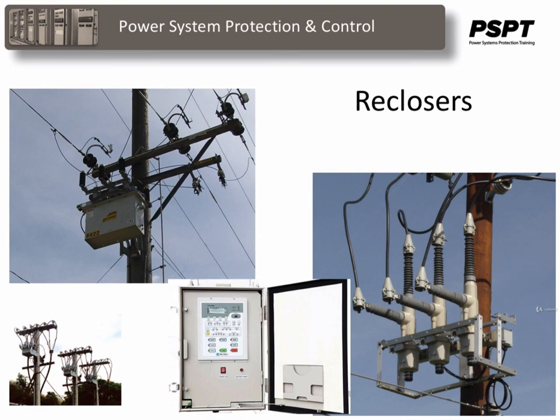However, if the fault is more of a permanent nature, then the device will go to a lockout position, and the operators or a lineman will have to come out and clear the fault and reset the recloser manually.